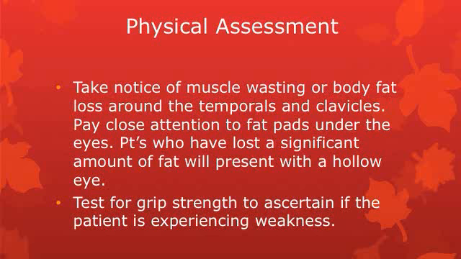So as far as the physical assessment, we want to take notice of muscle wasting, body fat loss. We want to look at the temporals. We want to look at the clavicles. We want to look to see the fat pads under the eyes. Patients who have lost a lot of weight, they'll have a hollow eye. We can test for grip strength, and that can ascertain that the patient has experienced weakness. Weakness and fatigue go hand in hand with malnutrition and an impaired nutrition state.